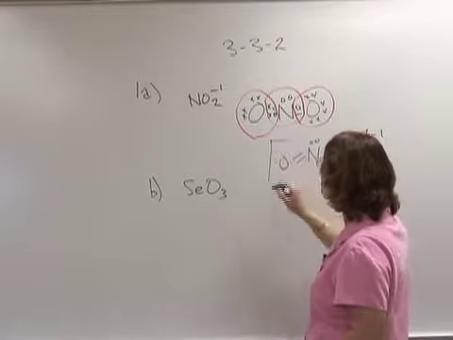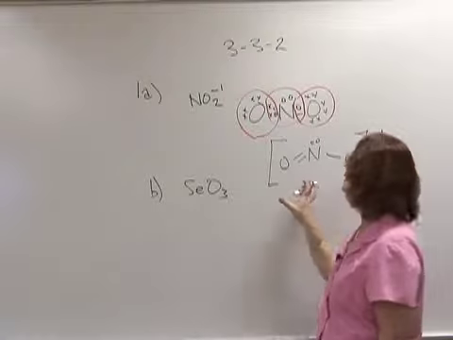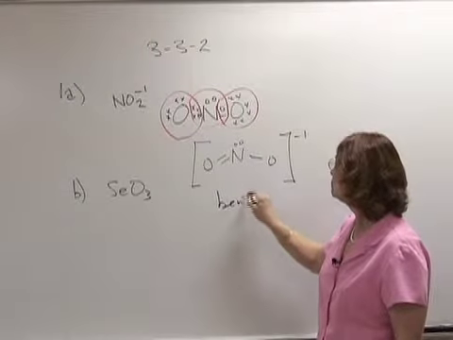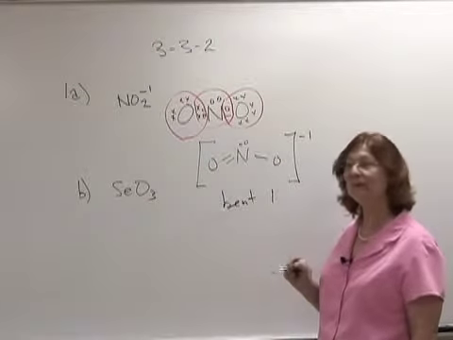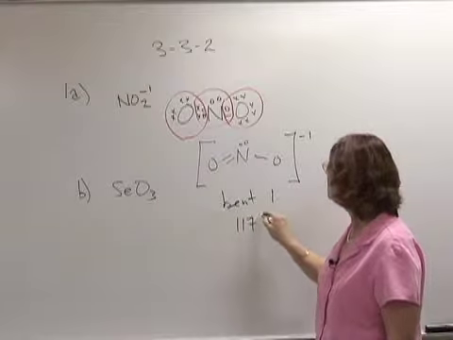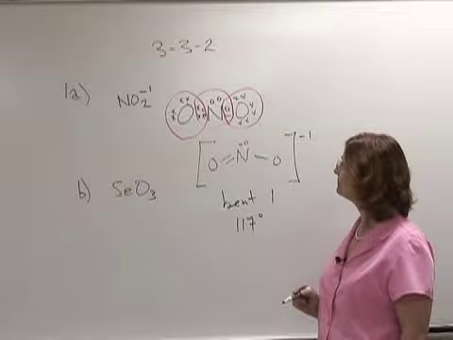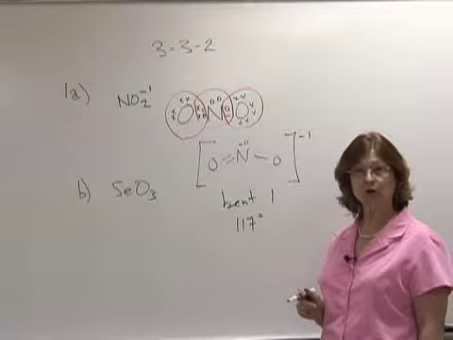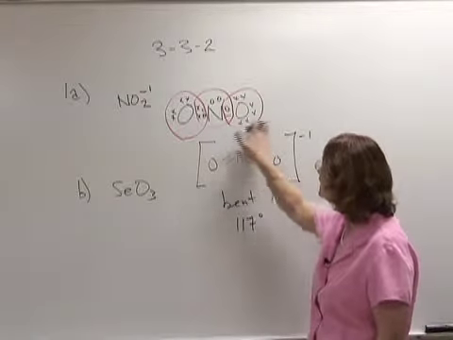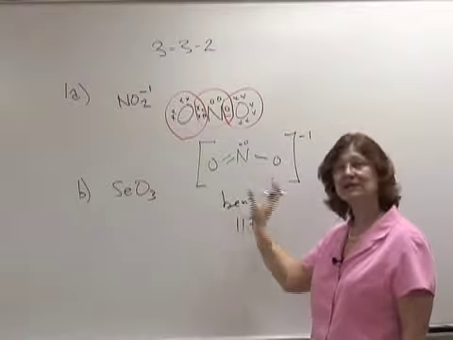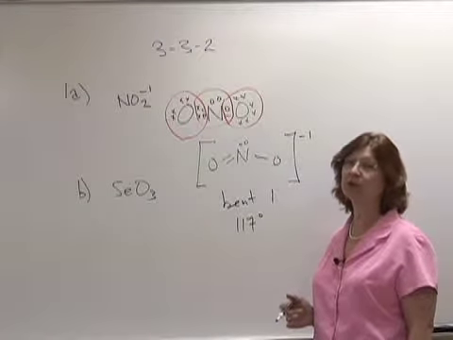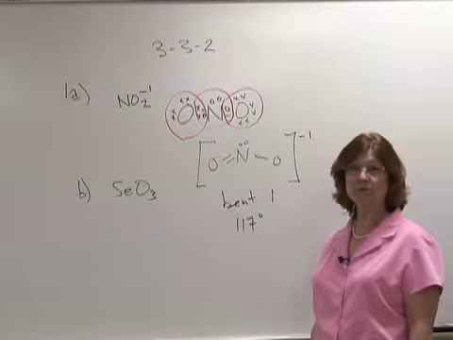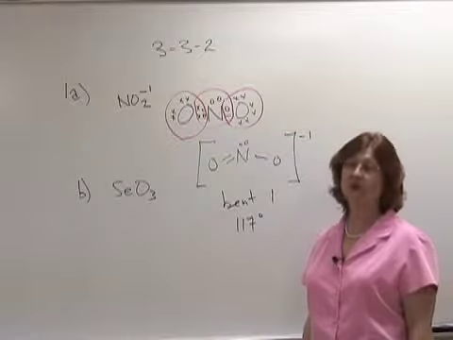When I have a charged particle, I always put it in brackets and show the negative one charge. Now this is bent 1 because it has 1 lone pair, and it is 117 degrees. Because of this lone pair, it is also polar, meaning that it's very negative on this side and relatively more positive on the other side. So it is a polar molecule. The shapes that follow the octet rule, if they have a lone pair or an unshared pair, are always polar.